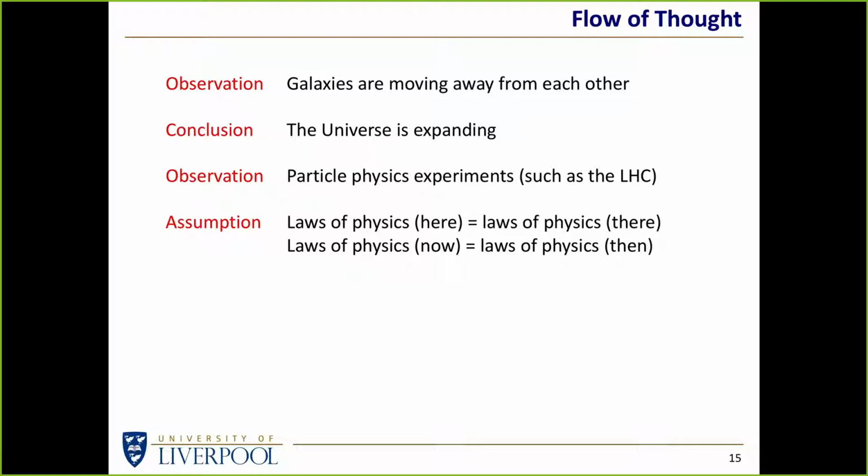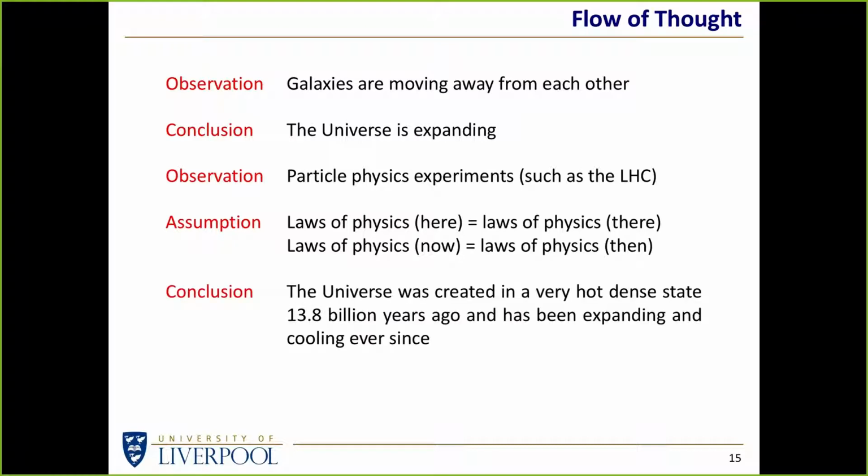So there's the assumption that the laws of physics are immutable. They haven't changed, they're not going to change, and they're the same everywhere. If that turns out not to be the case, then we'll have to revise our understanding of how the universe works. So, based on the observations and the assumptions laid out there, we conclude that the universe was created in a very hot, dense state 13.8 billion years ago, and ever since then it's been expanding and cooling.